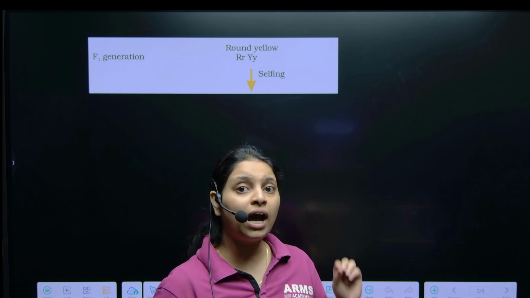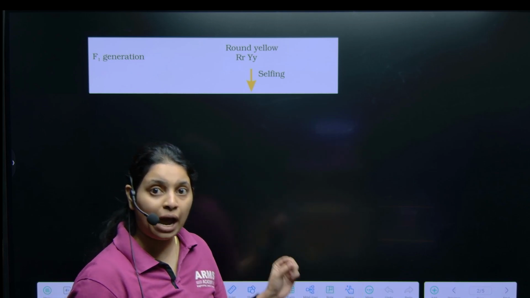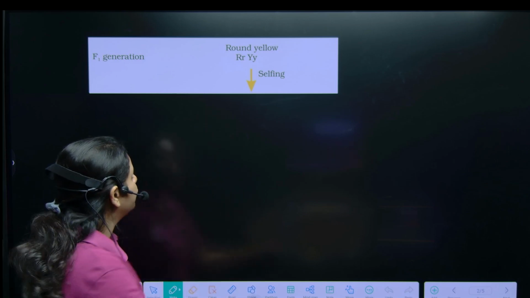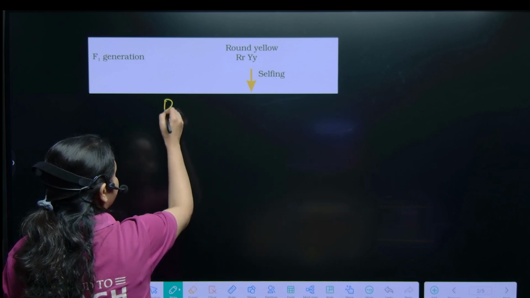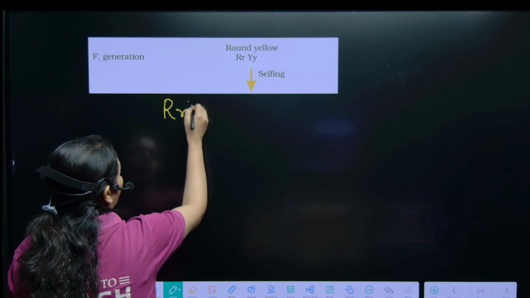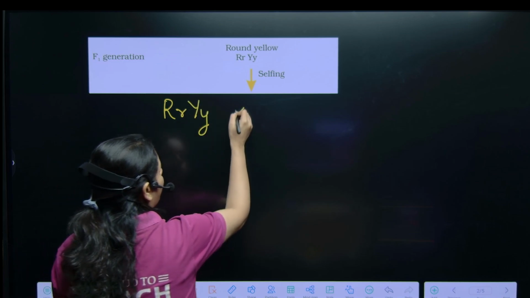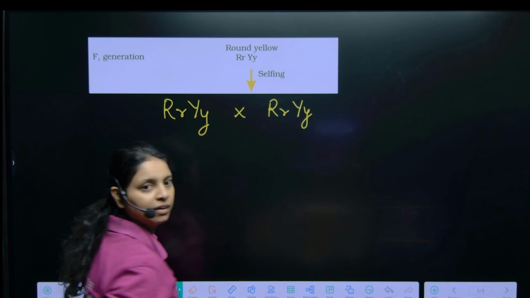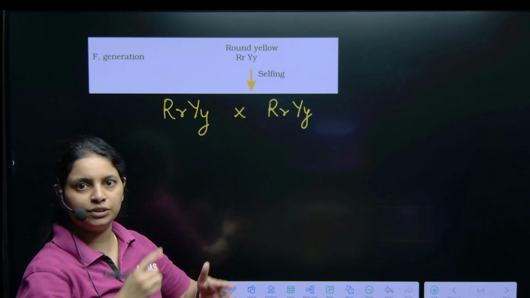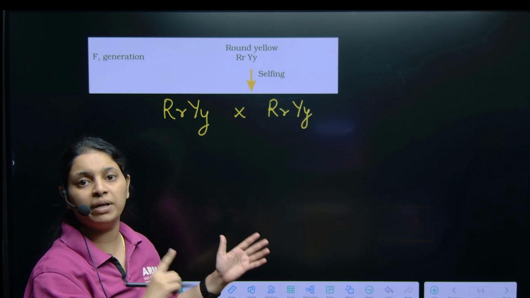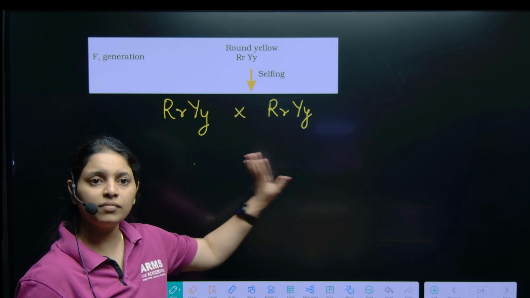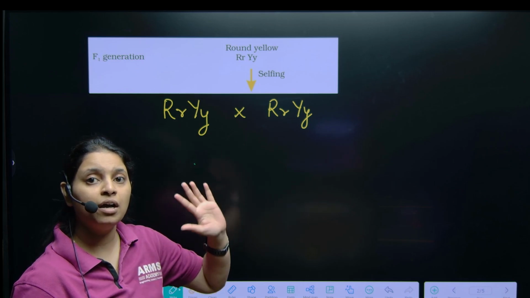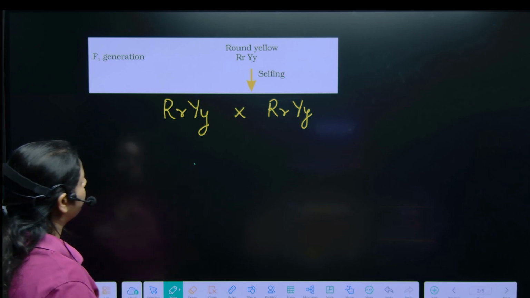Now, what are the different types of gametes which will be produced in this F1 plant? Okay, so let's write the selfing step. Capital R, small r, capital Y, small y, cross with capital R, small r, capital Y, small y. Right? The same plant is being used, like both the gametes, male and female, are provided by the same plant.